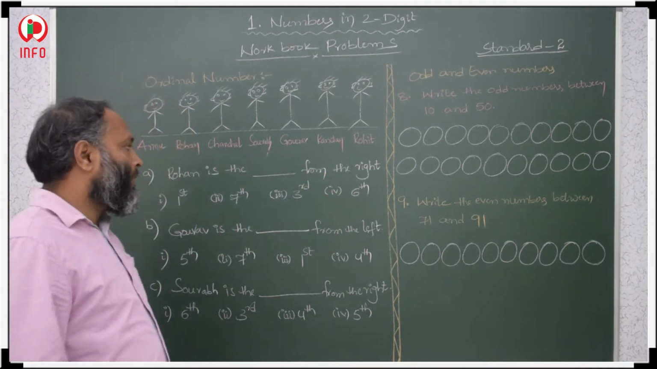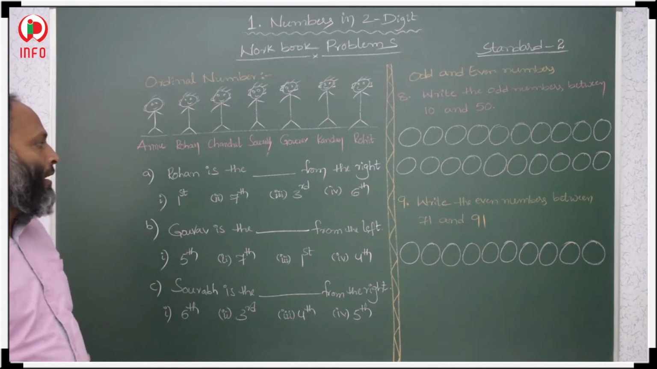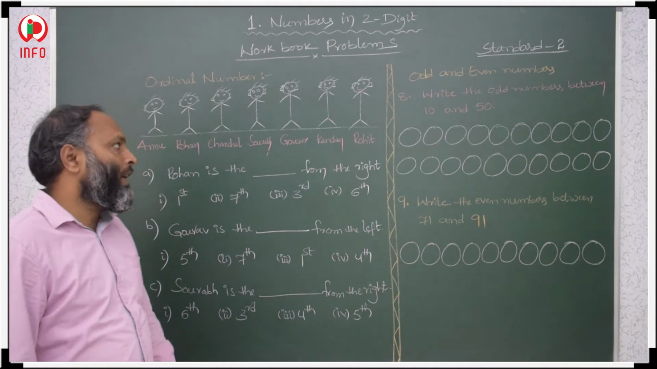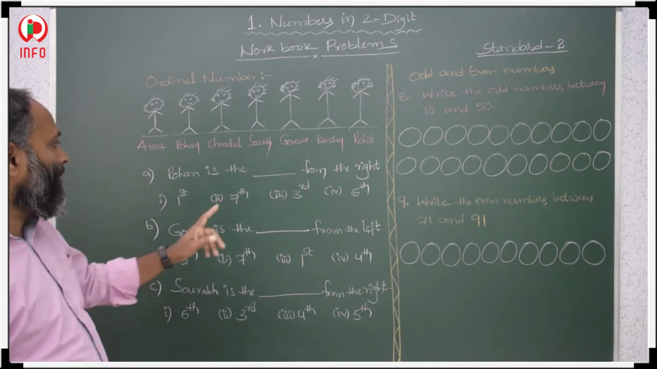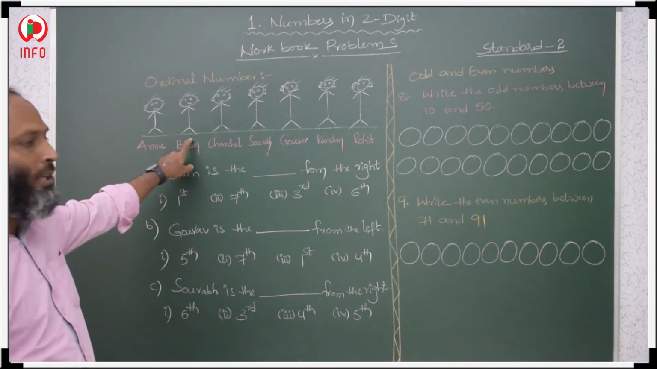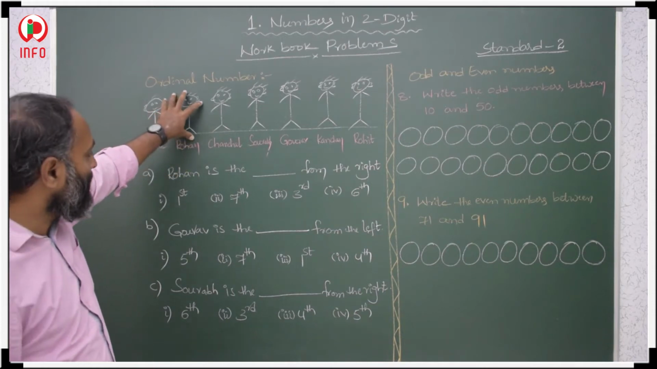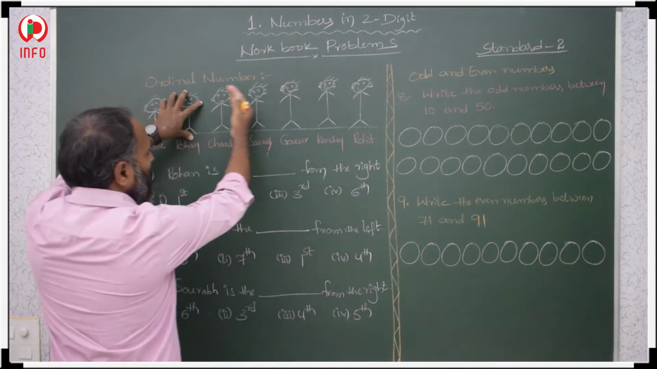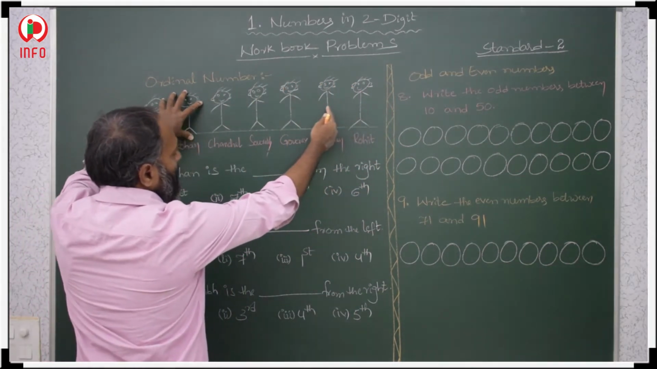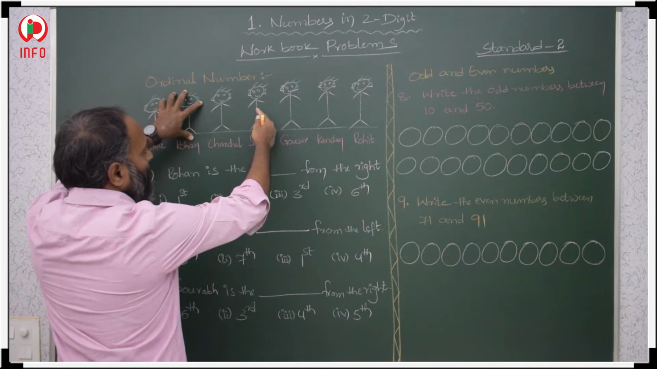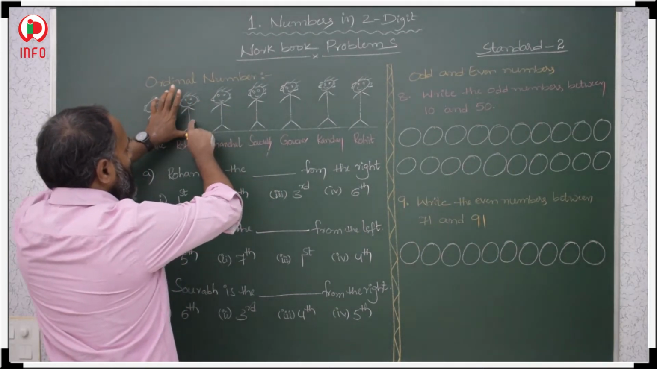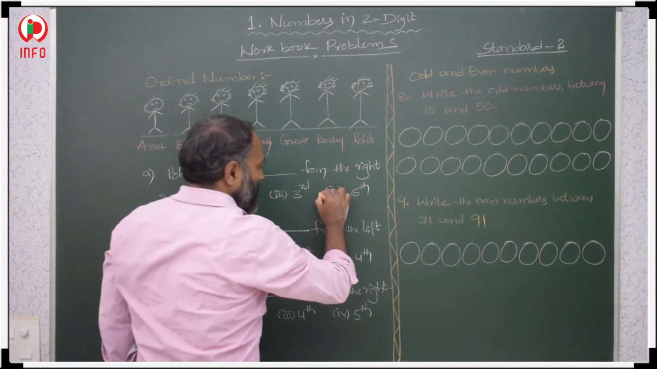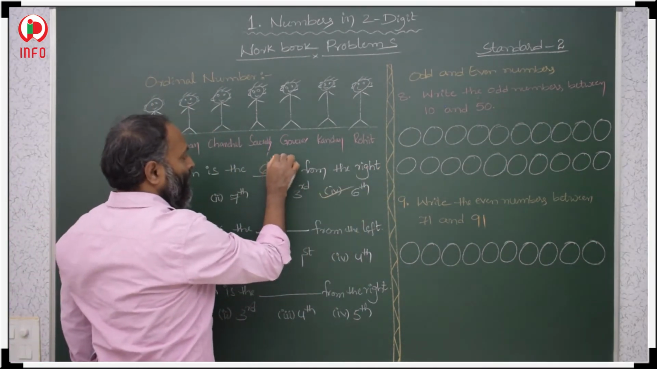Okay. Now the first question is given. Rohan is the dash from the right. First of all we have to check where Rohan is. Here is Rohan. So he is from the right. From right means we have to count from here: 1, 2, 3, 4, 5, 6. Sixth place. He is in sixth. This answer is correct: sixth from right.